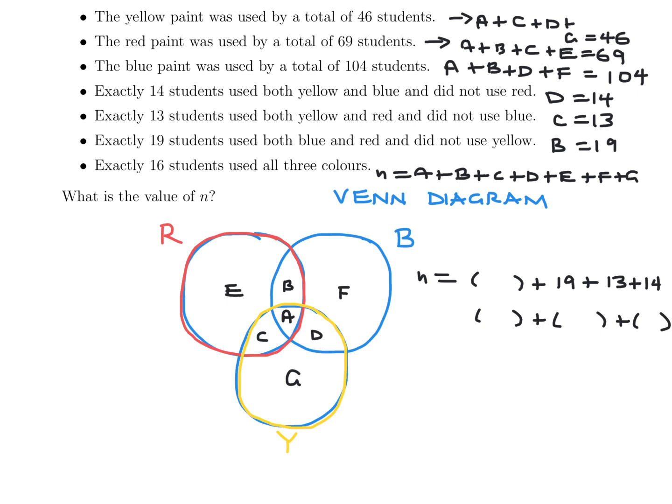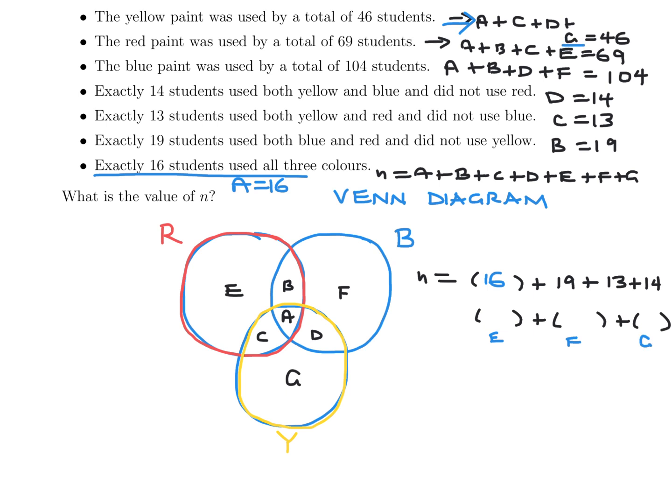That shouldn't be a problem. From this first one up here, I can figure out the value of G because I have, hold on a second. I need A, right? Oh, I forgot this one. That's why I was confused. 16 students use all colors, so that means A is 16. Okay, I got it. That's what I was wondering. Where's A? So I just need to figure out E, which is this one, F, and G. That shouldn't be a problem.